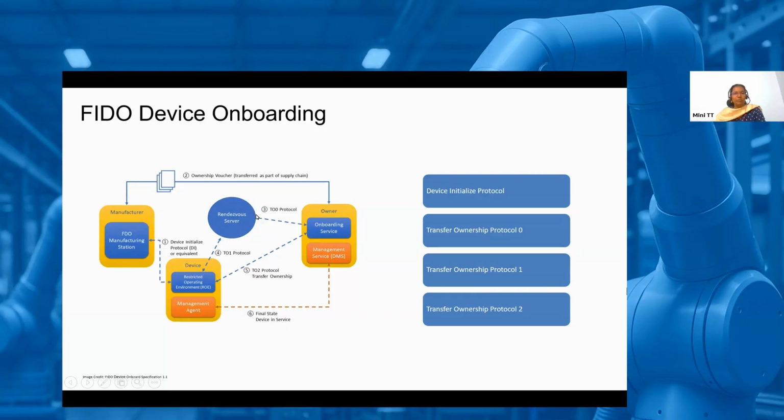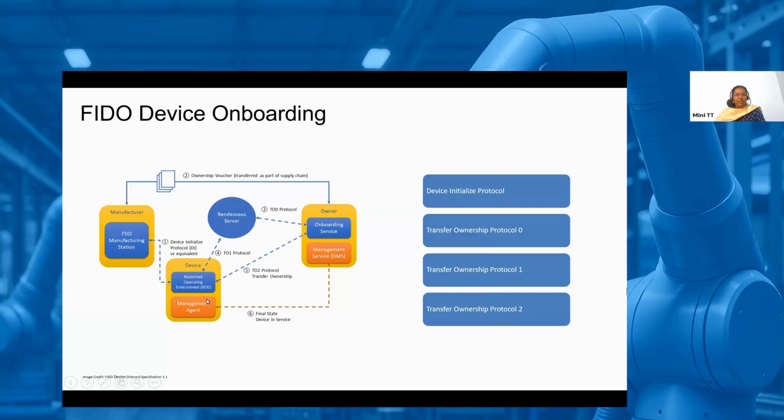In the Transfer Ownership protocol, we have a rendezvous server, which is a kind of infrastructure server. It may be maintained by various models: it can be maintained by the owner, or some of the device manufacturers can also be maintaining a rendezvous server meant for everyone. All those are possible choices, but there is a server to which both the owner network and the device will go. The owner network will run the Transfer Ownership protocol TO0, and that means the owner network is known to the rendezvous server from now on.